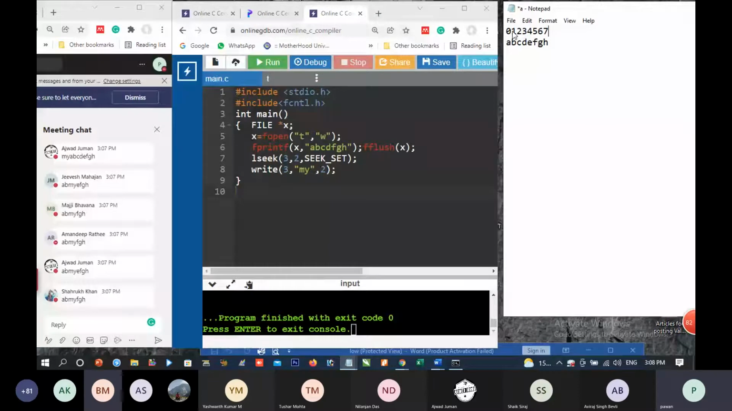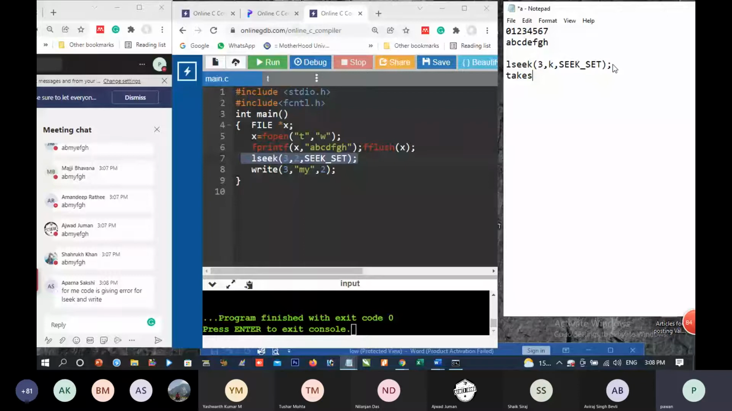Now, LSEEK takes the file pointer to 0. LSEEK takes the file pointer to location K.